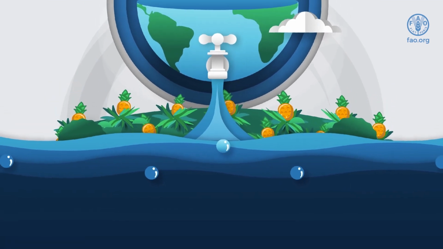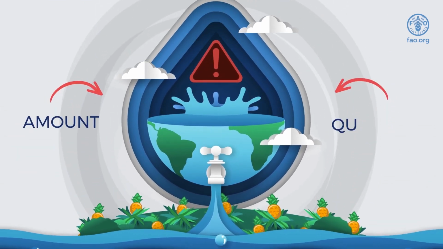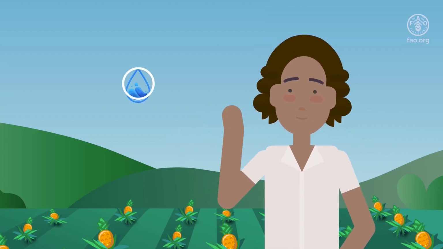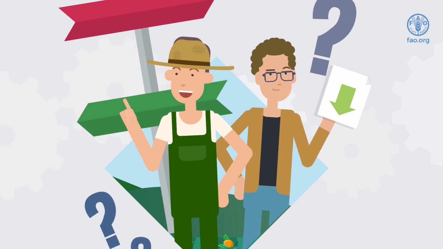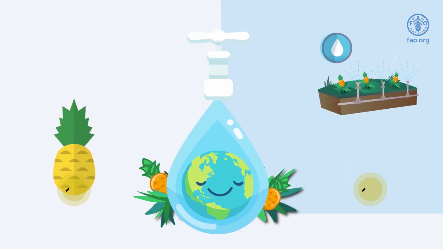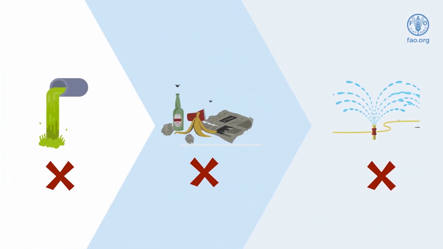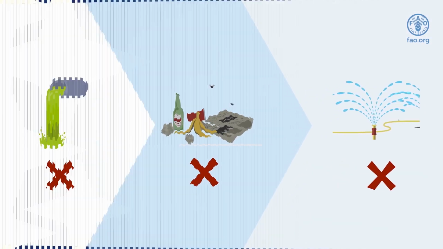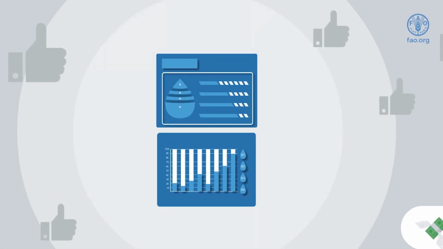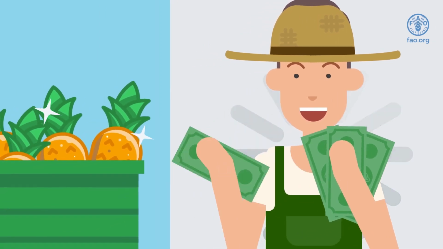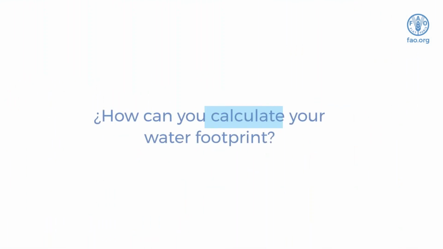Given these issues, it is crucial to understand how your pineapple company's operations may be affecting the amount of water available and water quality. By knowing the water footprint, the company will be able to define strategies for reducing its footprint through the adoption of good practices that contribute to more efficient water use and a reduction in the use of products or activities that affect water quality. And by being more efficient with water and by reducing the quantity of inputs used, the company may also be able to reduce its production costs. How can you calculate the water footprint?